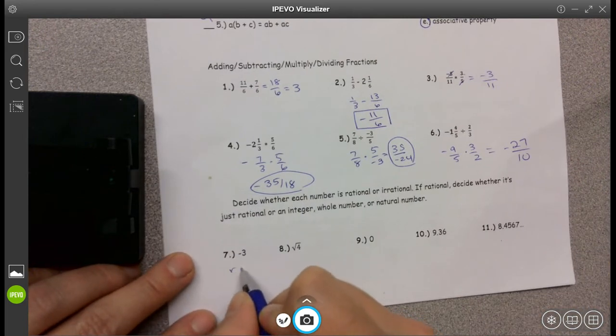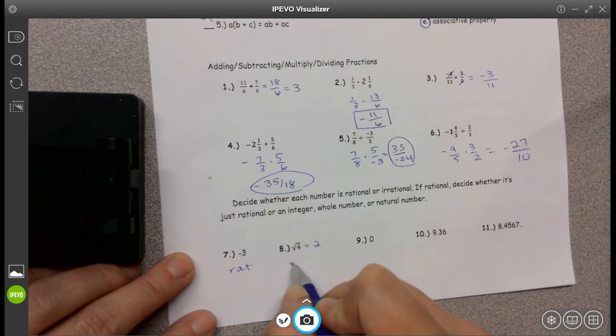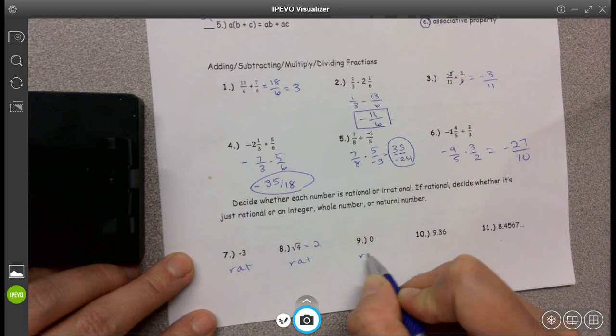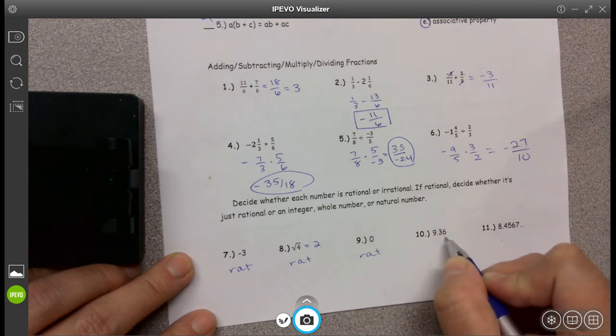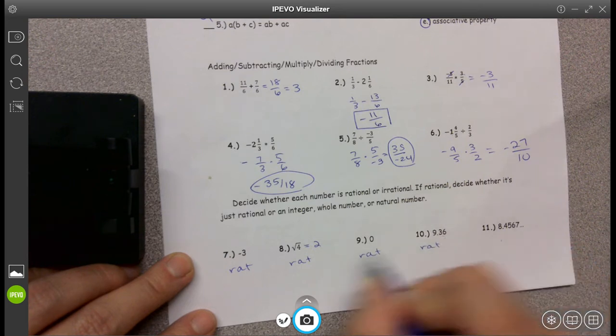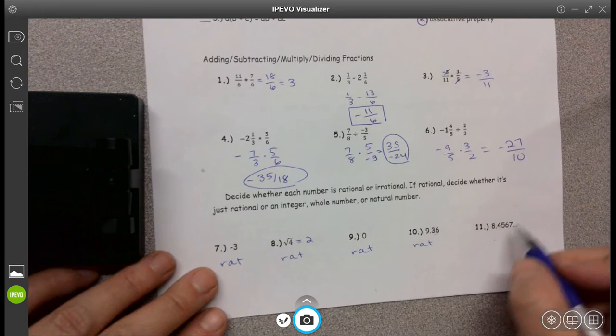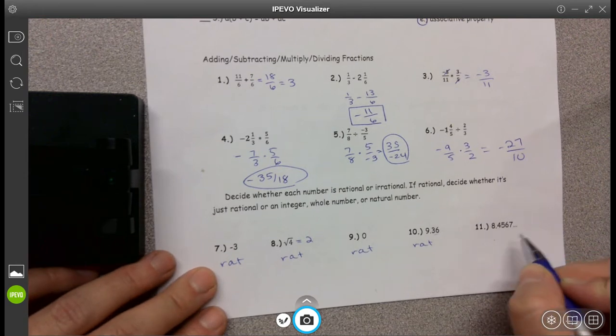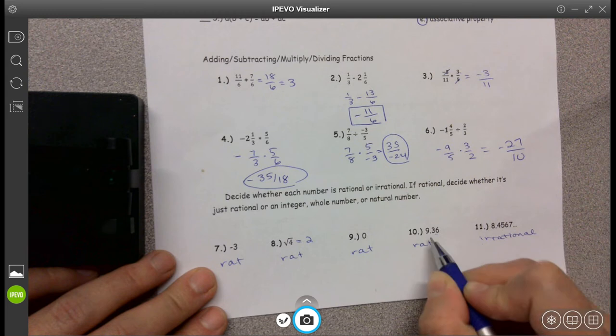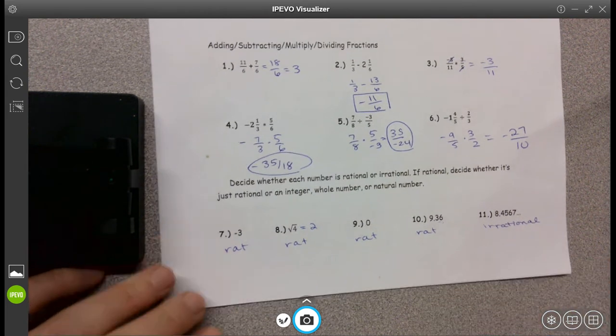Here we have a negative 3, so it's rational. A 2, so it's rational. A 0, so it's rational. This can be written as a fraction, so it's rational. Any number that can be written as a fraction is rational. Here, this is going to go on forever. It's going to be irrational because it's non-terminating or ending, and it's not repeating, so it's irrational.